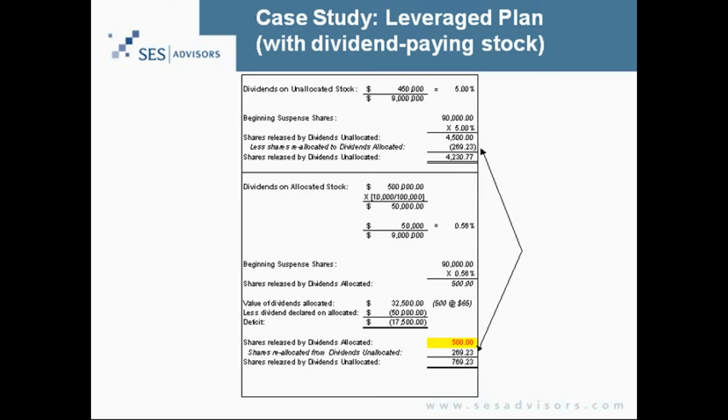The ESOP talks about this redirection of shares as well, and it says basically the compensation expense in this example should be recognized on 4,230.77 shares rather than 4,500. Those shares that are redirected for this purpose are recorded as dividends.